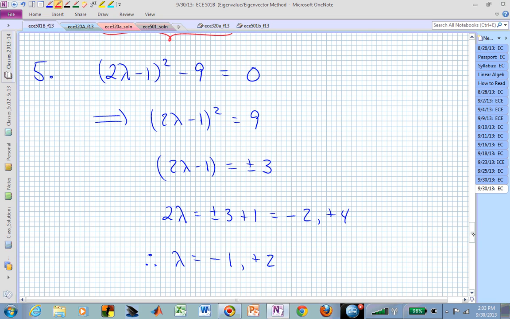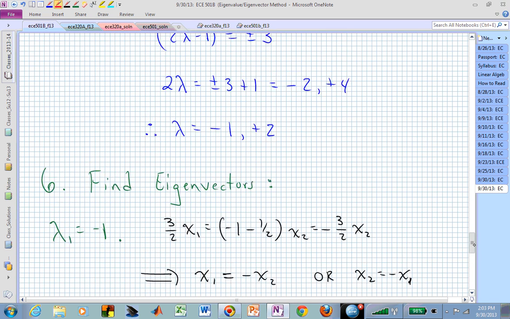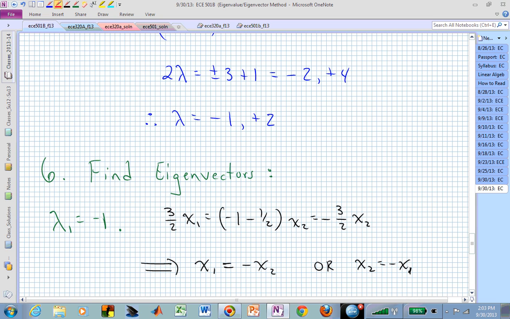Are we finished? Not quite. Now that we have the eigenvalues, we can find the eigenvectors, and we can go back to our governing relationship from before. We had 3 halves x1 equal to lambda minus 1 half x2. We're trying to find values for x1 and x2 that make this equation true, and we plug in the specific values of lambda that we've now identified as being minus 1 and plus 2.